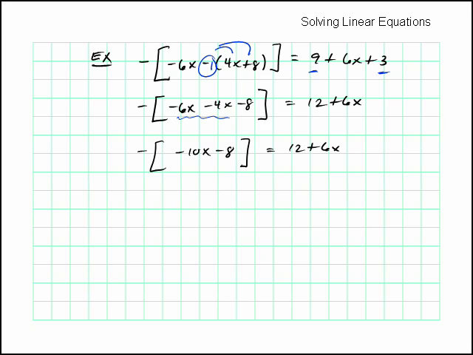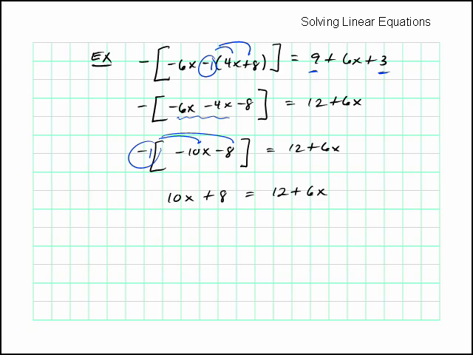Next step, brackets are just like large parentheses, and so I have this negative 1 on the outside here. I have to distribute that in. It's going to multiply to that and to that. Negative 1 times that negative 10x is a positive 10x. Negative 1 times the negative 8 is a positive 8. And on the right side, we got 12 plus 6x.